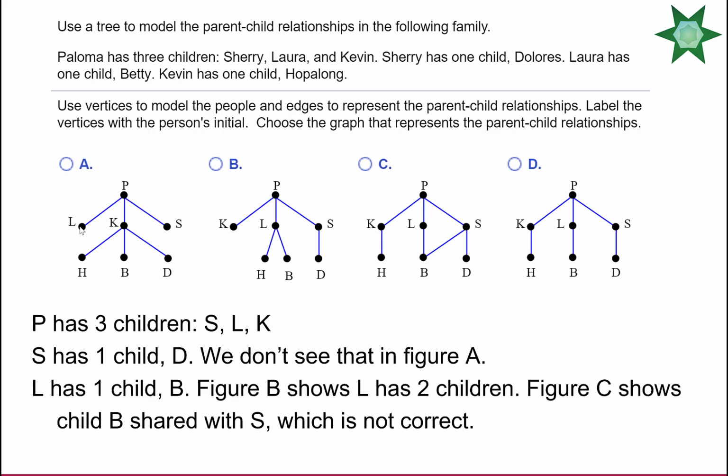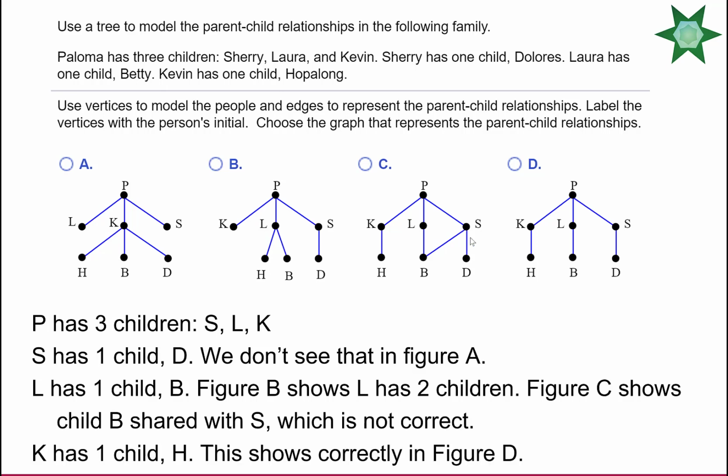We also don't see a relationship there between Laura and her child, Betty, so that one wouldn't make sense either. Laura has 1 child, Betty, and in graph B, it shows Laura having 2 children. That's not correct. Graph C shows that child B is shared between Laura and Sherry, and that's not correct. So graph D must be the correct graph.